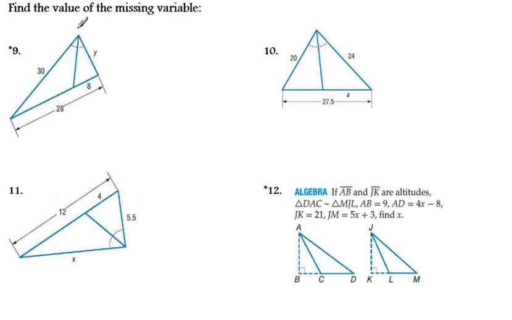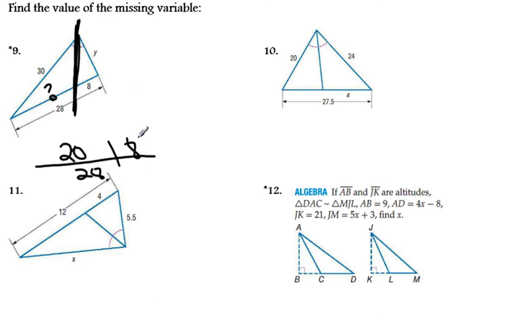Number 9, this is the angle bisector theorem. An angle bisector divides a triangle proportionally. So this is our fraction bar. We're just going to take 30 over y and set it equal to whatever this is over 8. Well, first we have to figure out what this missing segment is. If the whole length of that segment is 28 and 8 of it is taken, then what's left over is 20, or 28 minus 8. So this missing segment is 20, and we no longer need that 28.